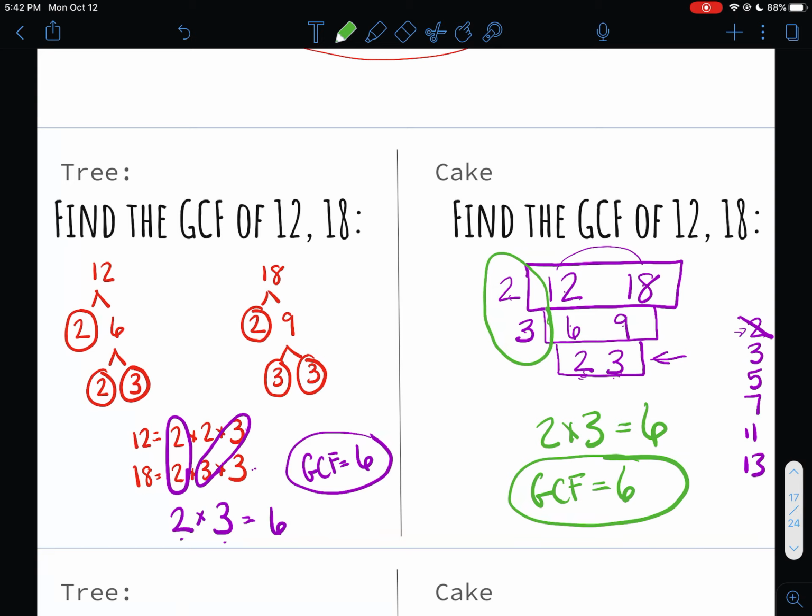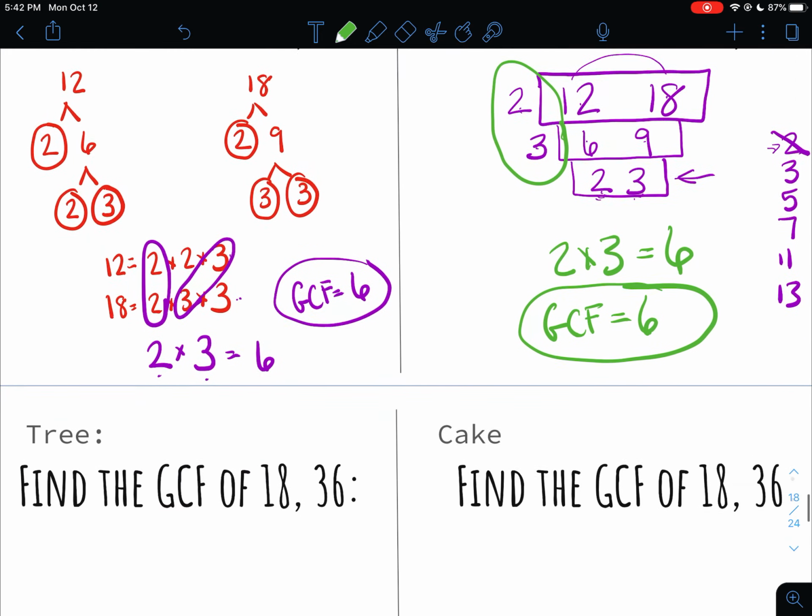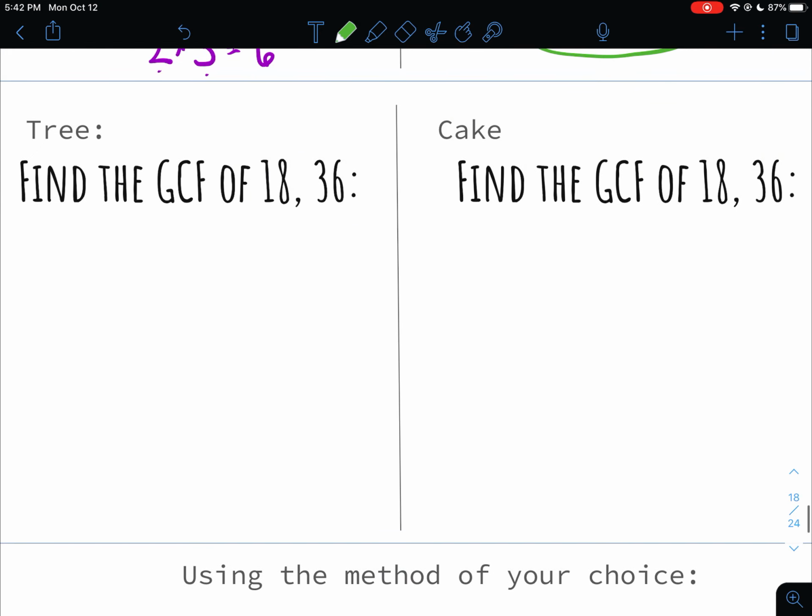Okay, so I'm going to show you another example of that. If you did not understand the first time, it is completely fine. But I do want you to make sure you have your method copied down so you have an example to look at, okay? So the cake is much easier. So if you're still hanging on to those trees, maybe think about going to the cake. Just a suggestion. Okay, so next we're going to do the greatest common factor of 18 and 36.